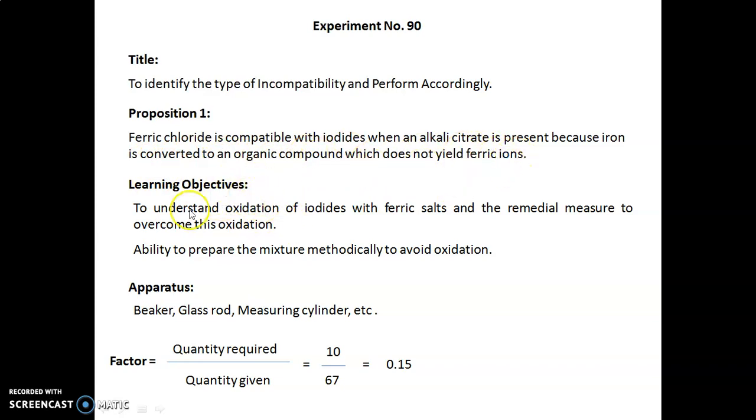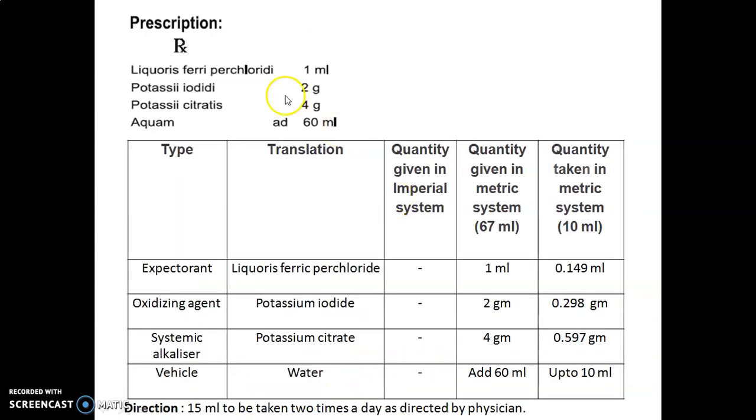Learning objectives are to understand the oxidation of iodides with ferric salts and the remedial measure to overcome this oxidation, and the ability to prepare the mixture methodically to avoid the oxidation. Apparatus required are beaker, glass rod, measuring cylinder, etc. Factor calculated as quantity required upon quantity given is equal to 10 upon 67, that is equal to 0.15. This is the prescription given.